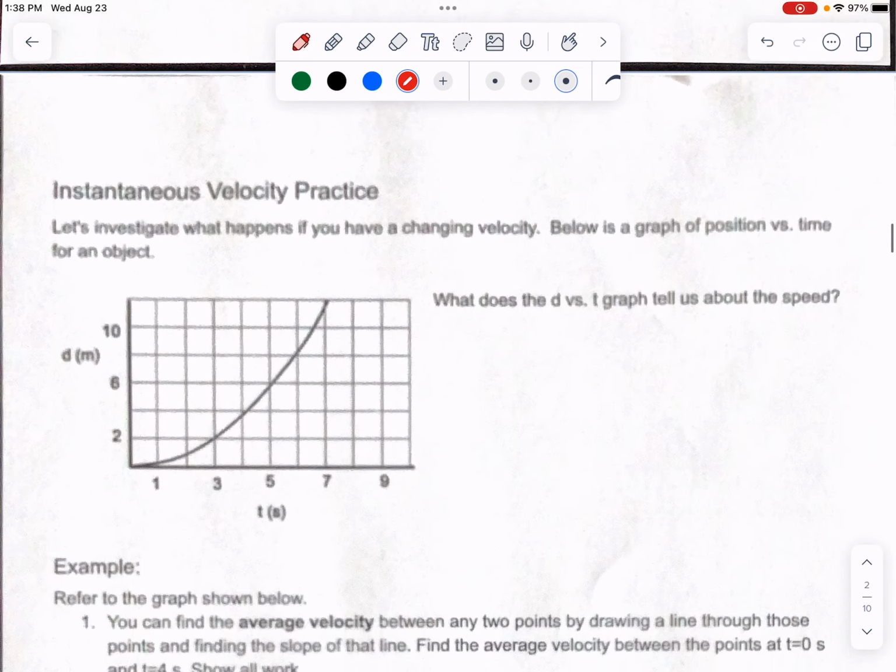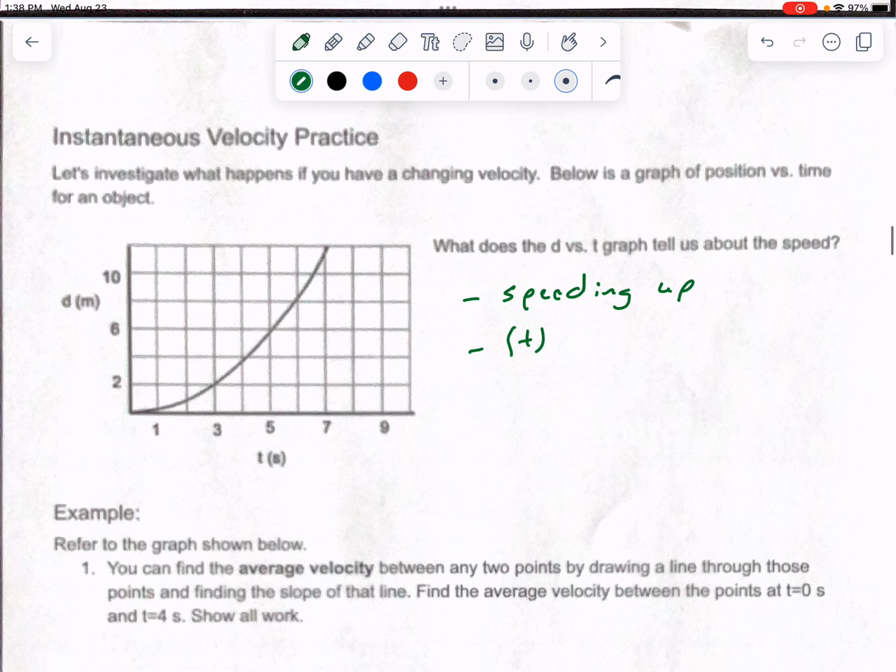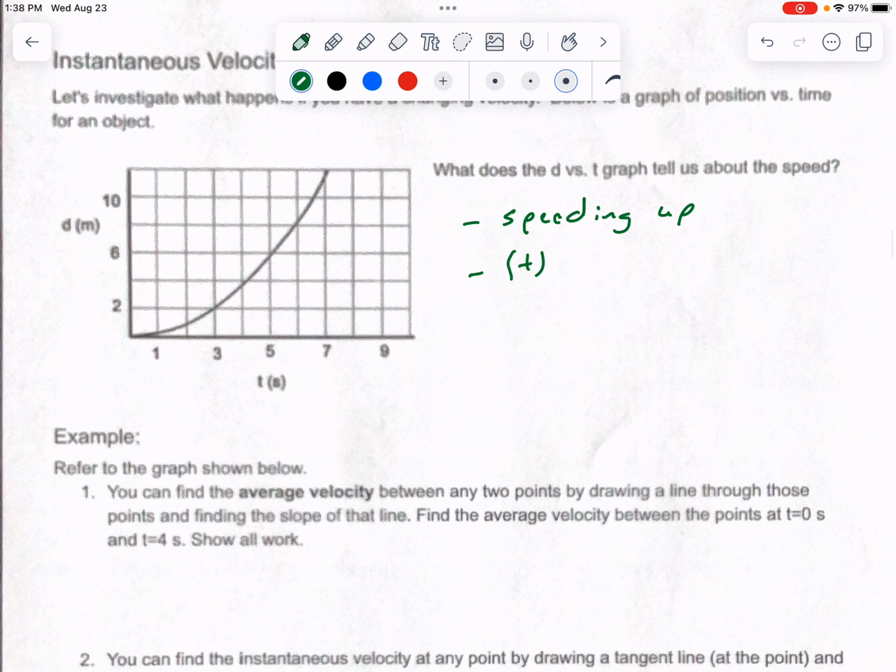If we go on to the next page, let's investigate what's happening here. It's a little bit blurry. What's going on in this D versus T graph? One, it is speeding up because we're covering more displacement in a shorter amount of time, and it's still going in the positive direction. Now on this one where down here it says refer to the graph shown below, I'm going to use the graph up here on top, because there's a lot less going on and it's basically the same graph.